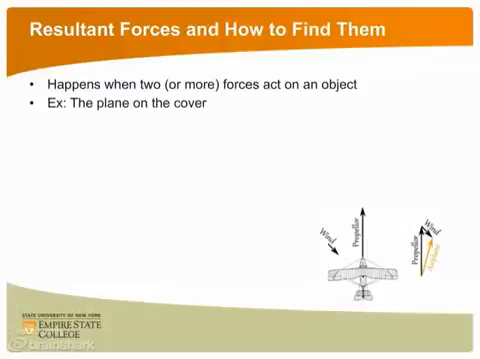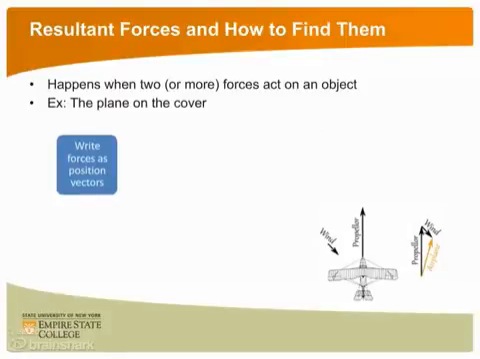For example, for the plane on the cover slide to fly forward at a constant altitude, the thrust must be greater than the drag, and the lift must balance the force of gravity. Or the plane on this page, which wants to fly straight, but is blown off course by the wind. But how can we find this resultant force?